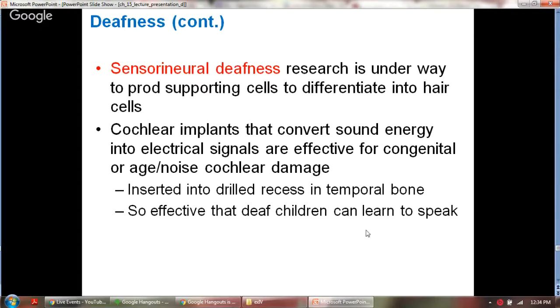With related to the sensory neural deafness, the research is underway, and they think that it's due to supporting cells and to differentiate into hair cells. The cochlear implants that convert sound energy into electrical signals are effective so far for congenital or age or noise cochlear damage. What they do is they insert it into a drilled recess in the temporal bone, so effective that deaf children can learn to speak.